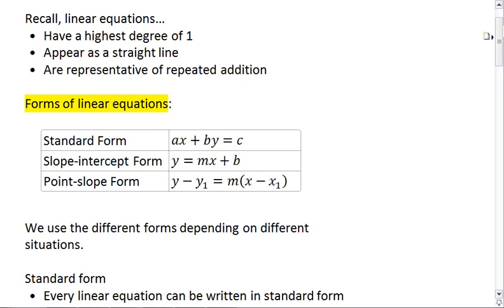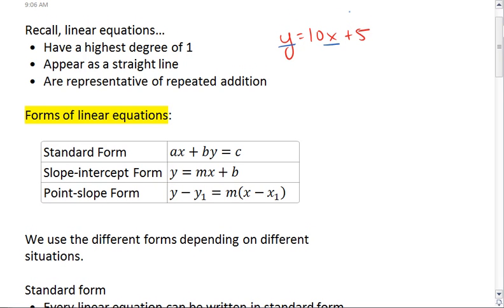Remember, linear equations have a highest degree of 1. You've probably seen them most often in this form, which is the slope-intercept form. And just realize that both y and x are raised to the first power. So there's an implied power of 1 on those. That's what makes a linear equation linear.